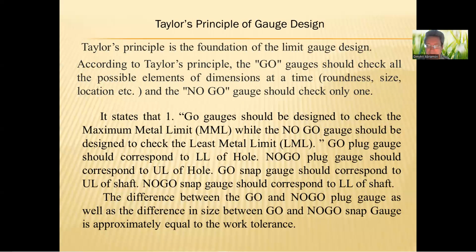And we start the next slide, Taylor's principle of gauge design. Taylor's principle is the foundation of the limit gauge design. According to Taylor's principle, the GO gauges should check all the possible elements of dimensions at a time: roundness, size, location, etc. And the no-go gauges should check only one.